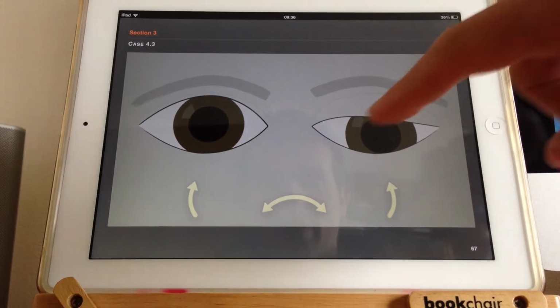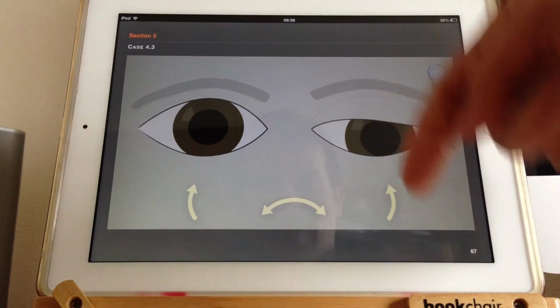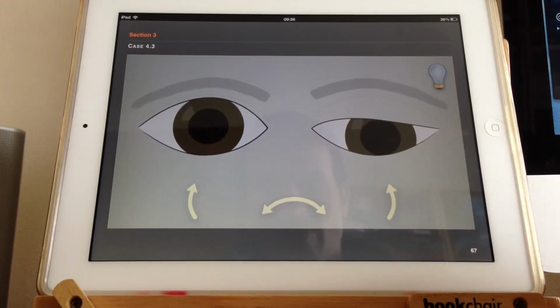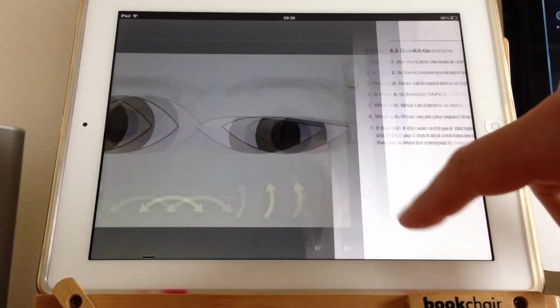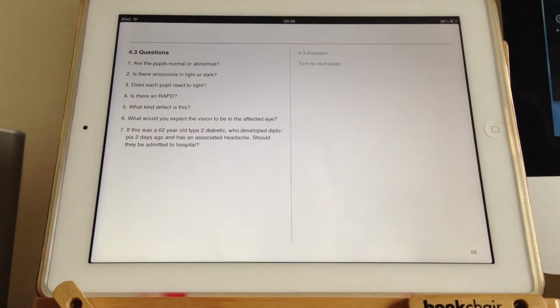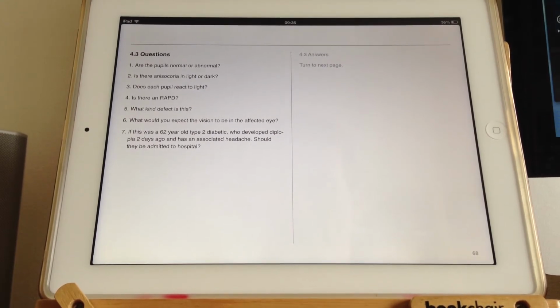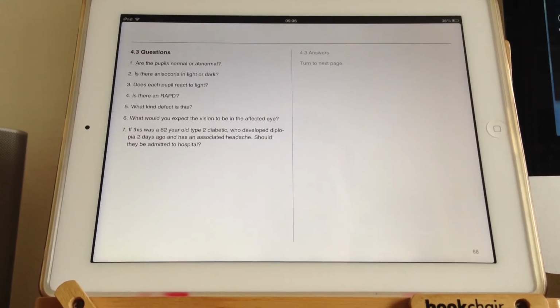So with the ptosis, this eye also looks like it's deviated down and out. So those are changes that you can get with a third nerve palsy, but it looks like the pupils are normal. So in terms of the questions here, question 1, are the pupils normal or abnormal? Well, they're normal. Is there anisocoria in light or dark? No, the pupil sizes are the same.